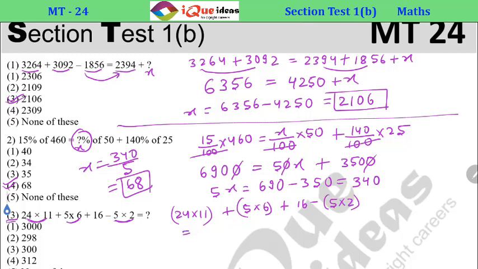Now 24 into 11 is 264, plus 5 into 6 is 30, plus 16 minus 5 into 2 is 10, right? So I think what we should do is 264 plus 30 is 294, plus 16 is 310. Add it again. 64 plus 16 is 80. So right, this is 310 minus 10 is 300. So the final answer of this question is 300, which is the third option. That's the correct answer. Alright, now let's go to the next question.